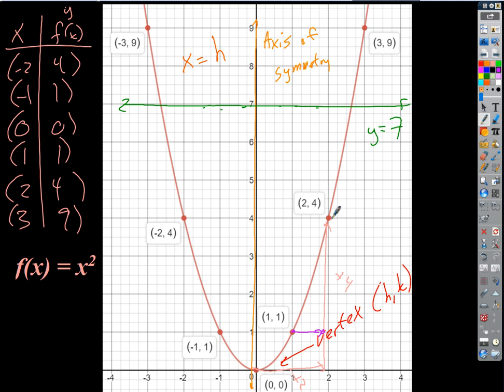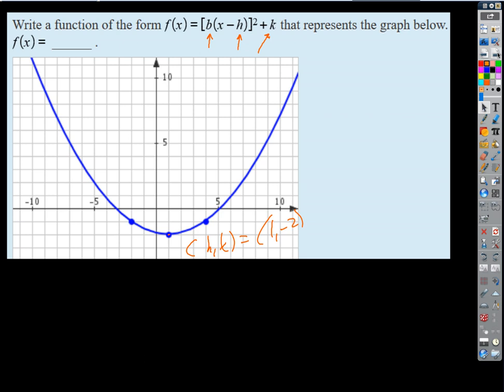This point, instead of having a horizontal distance of 2, goes clear over to there, where we have 4. But they just slide horizontally. The vertical distances from the vertex remain unchanged. Everybody, can you kind of picture that? Okay.